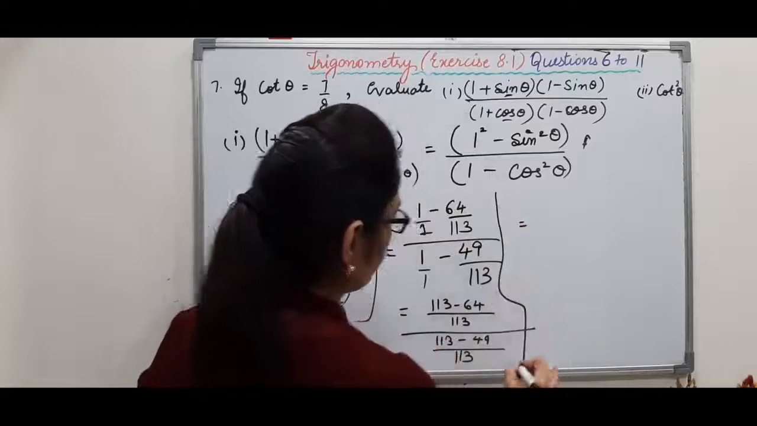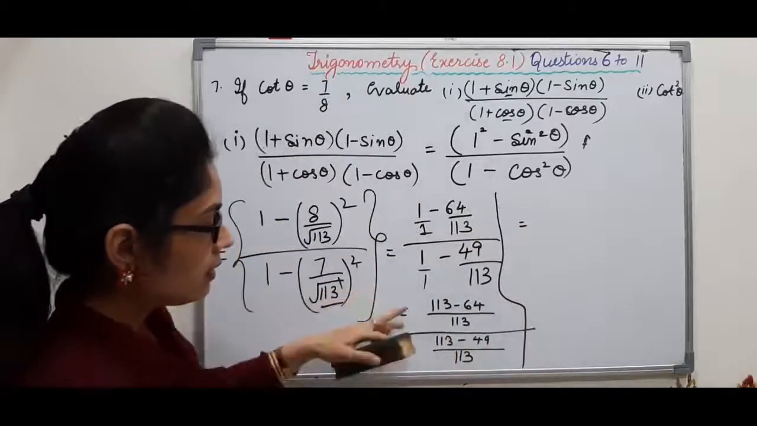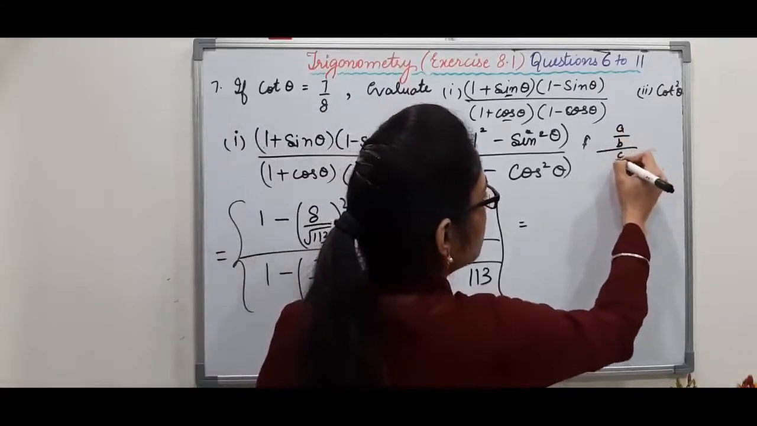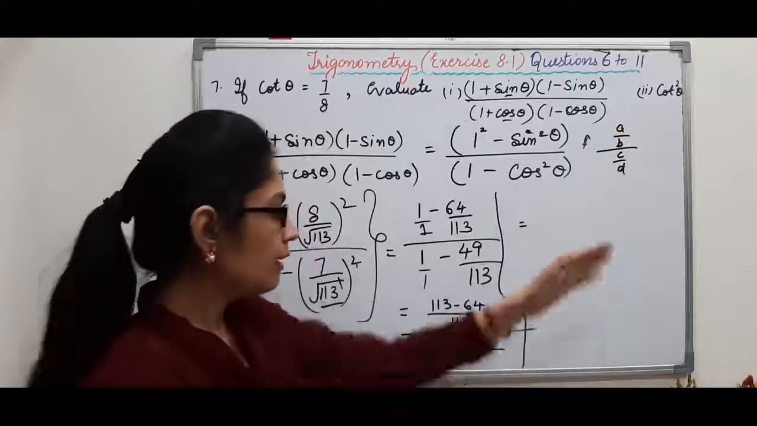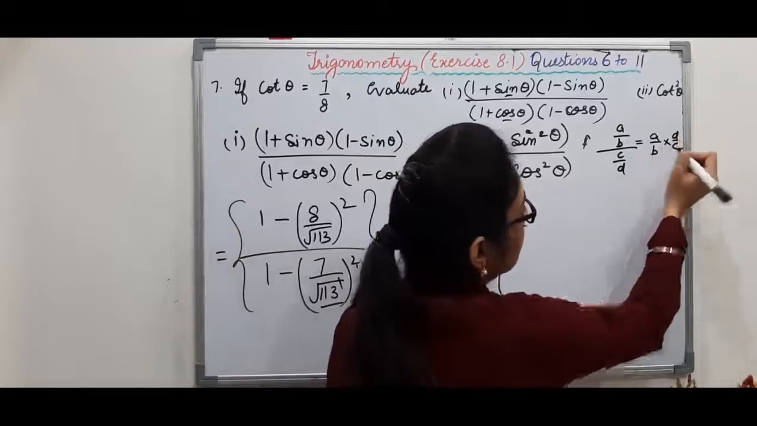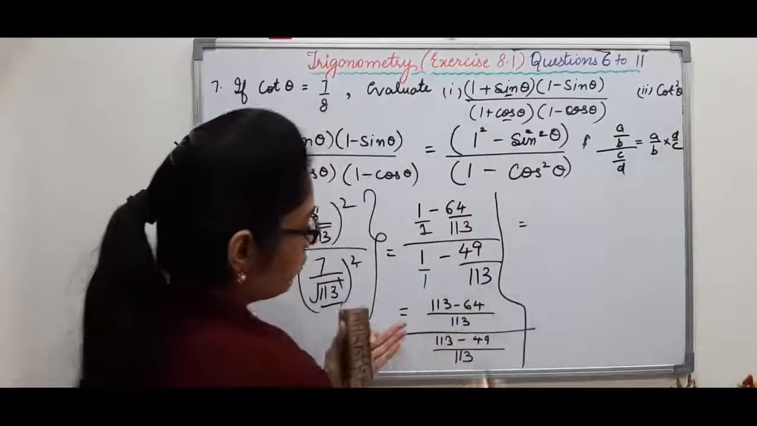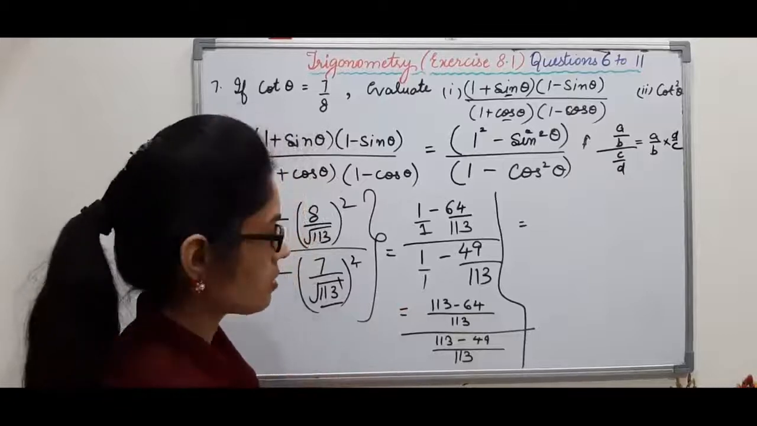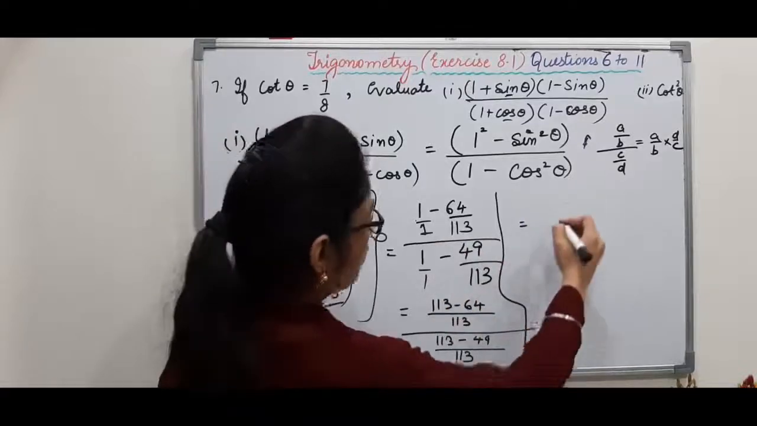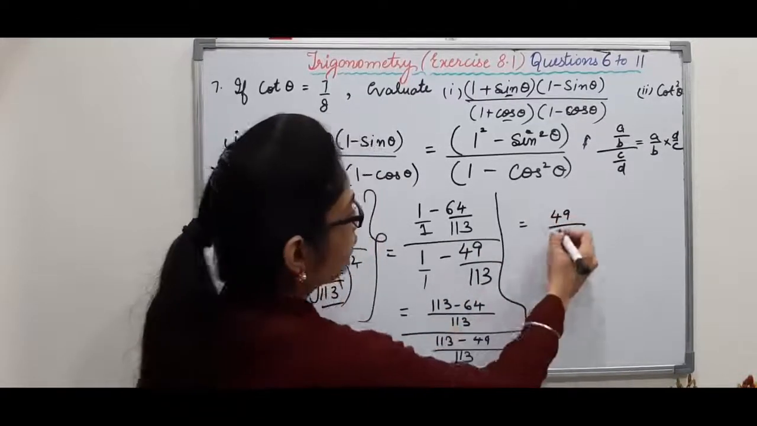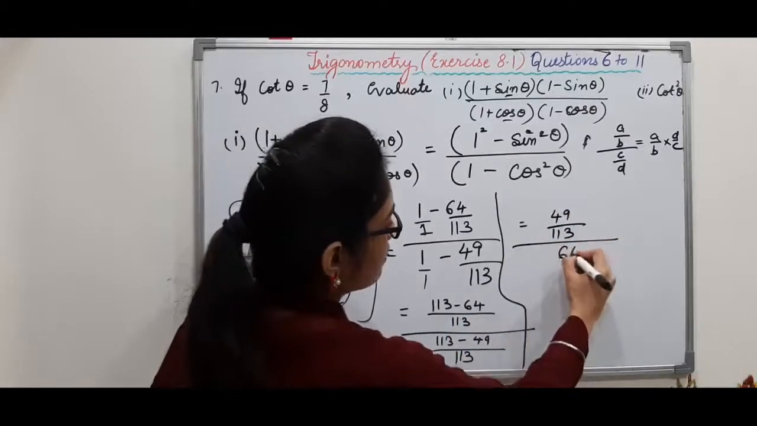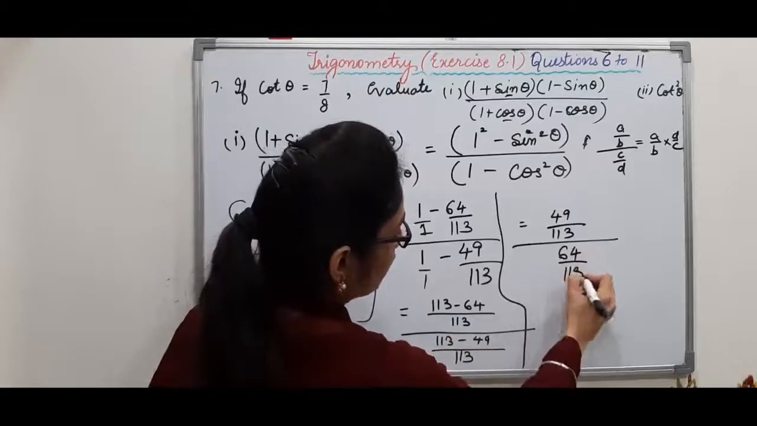So here we will continue. See, this fraction has become like this: A by B upon C by D. Whenever you have to divide two fractions, you can do it this way: A by B into D by C. Like this you can write. First of all, we'll do the subtraction. On subtracting, 113 minus 64 is equal to 49, upon 113 we will write as it is. Then 113 minus 49 is 64. So this 113 as it is you can write.